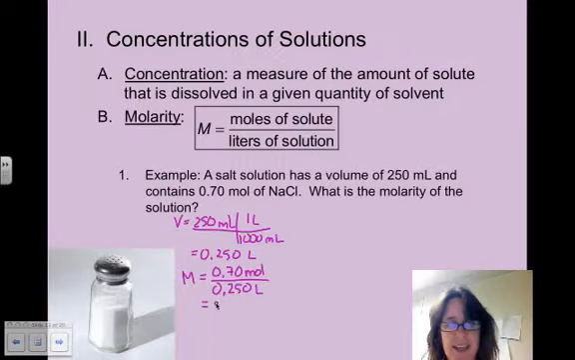And now start up the podcast again, and hopefully you got the answer, 2.8 molar to two significant figures. Bad box, but you get the idea. Okay.